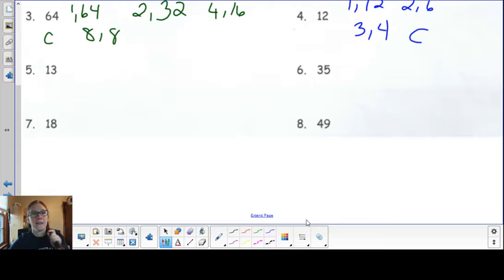Next we have 13. 1 and 13. 2, no. 3, well I get 4, so no. I'm sorry, I skipped number 4. 4 doesn't go in. 5 doesn't go in. 6 doesn't go in. 7 doesn't go in. 13's prime.